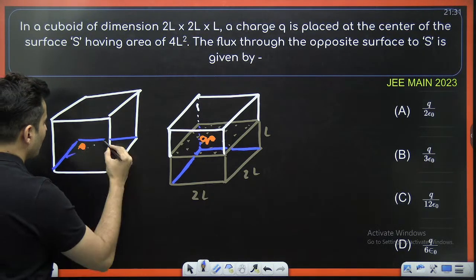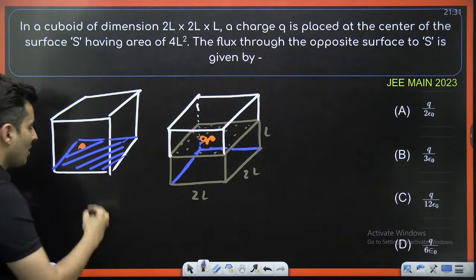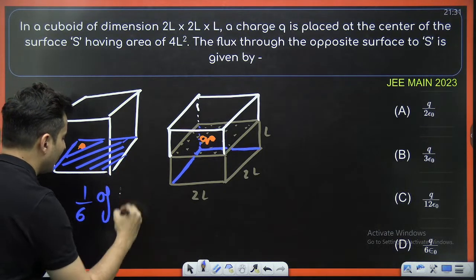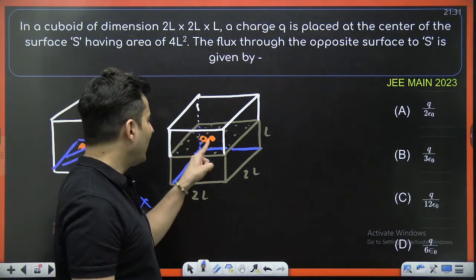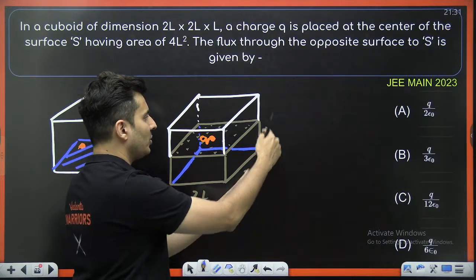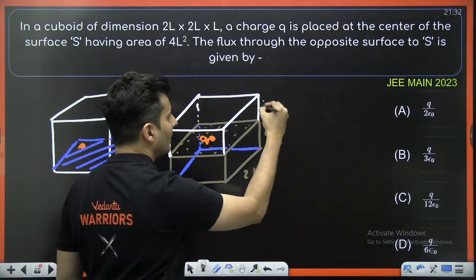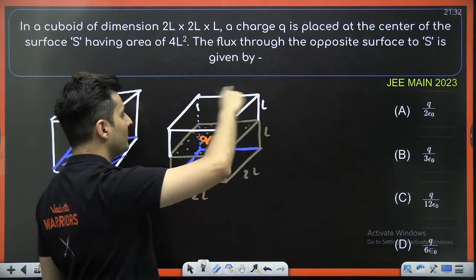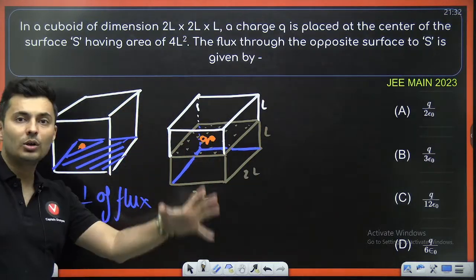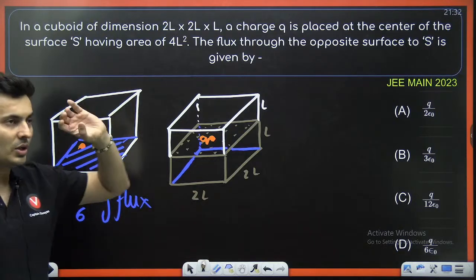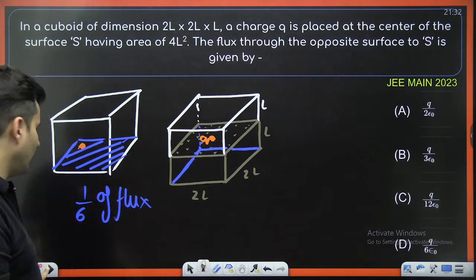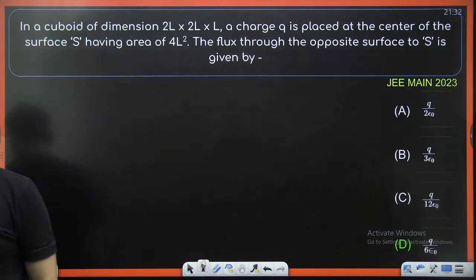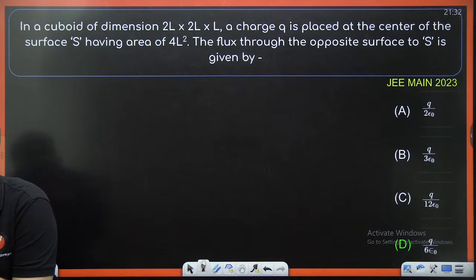Just visualize this, my dear students. So what will happen? If you take any one surface, 1/6 of the flux will go through it. How do I know it is at the center? Because this is 2L, this is 2L, this is L. That will also be L, no? L plus L, 2L. So now it has become a big cube of side 2L. Any face gets 1/6 because there are 6 faces. So 1/6 of the total flux. So Q by 6 epsilon naught should be the answer, which is option D. Is that right? Everybody understood?